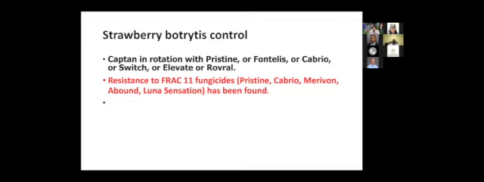Cap down in rotation with these chemicals, but resistance to FRAC 11 fungicides has been found. And that's why if you're having a problem controlling this in your strawberries, whether it's in a high tunnel or in the field, you might want to have some tests done to see whether you have fungicide resistance out there in your botrytis.